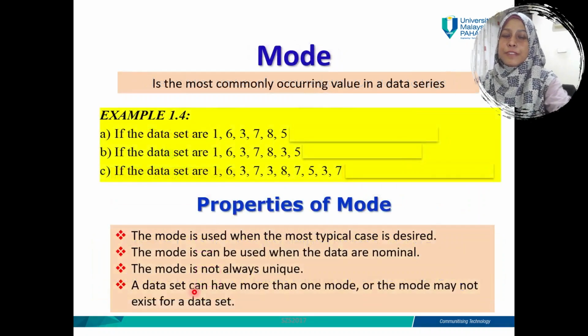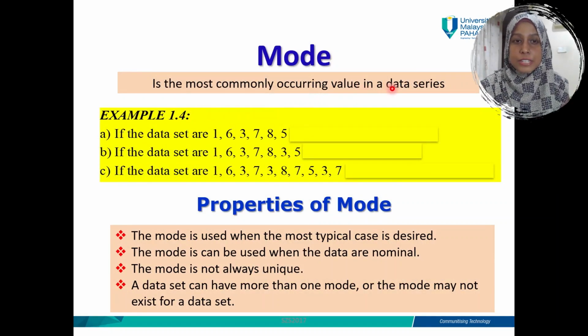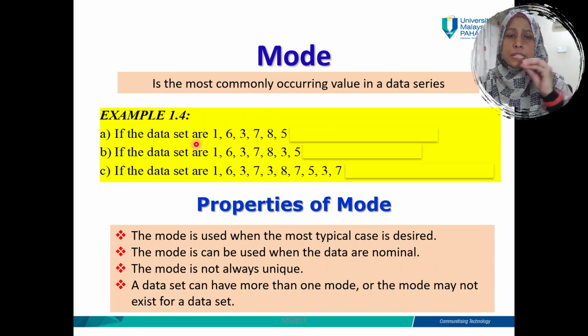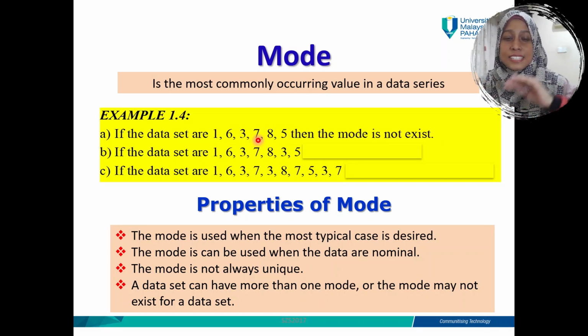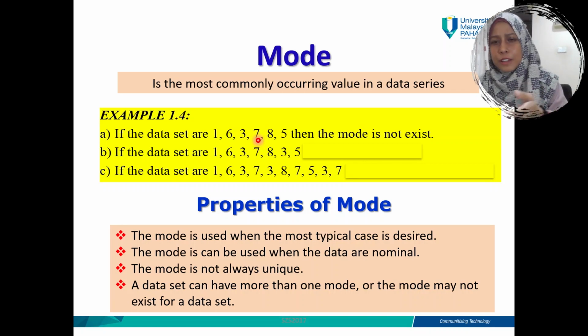And finally mode. Mode is the most commonly occurring value in a data series. For example here, 1 6 3 7 8 5. Is there any data value that occurred more than once? None. Okay, so in this case, this data set has no mode value. Mode does not exist.